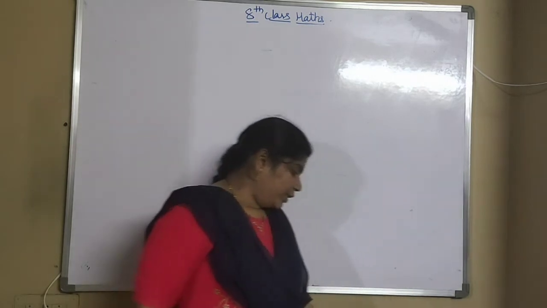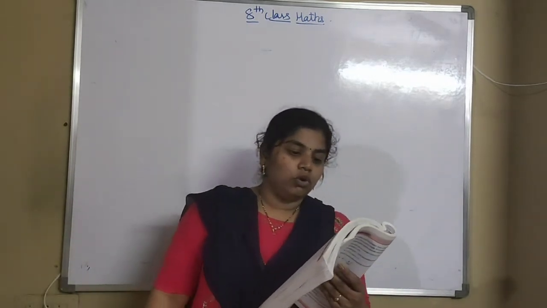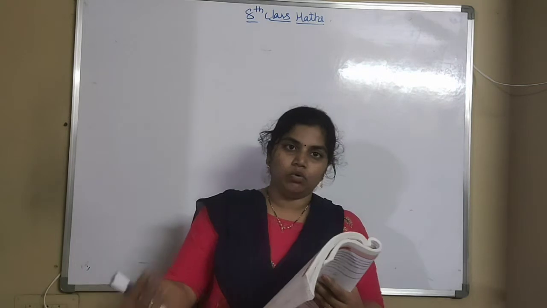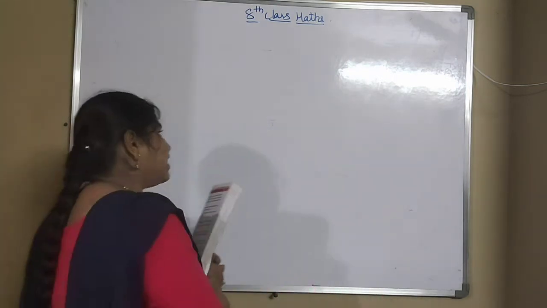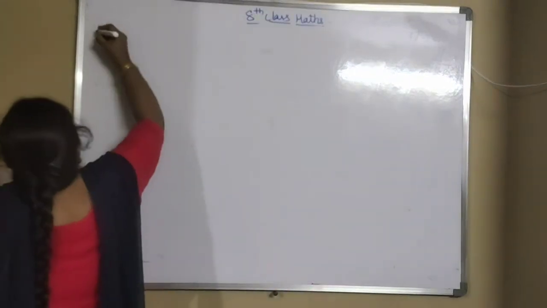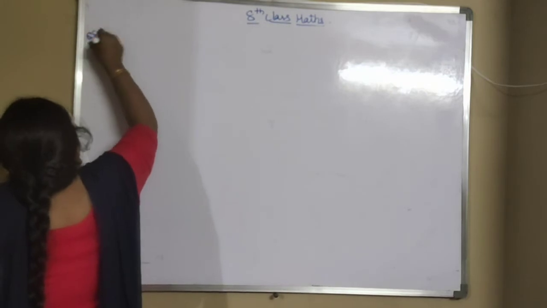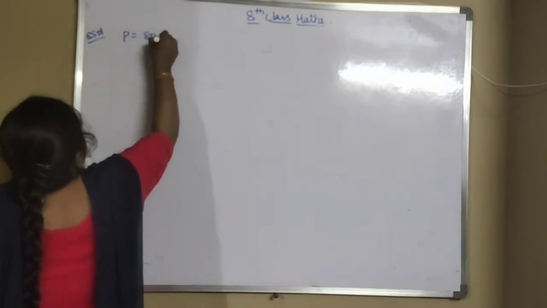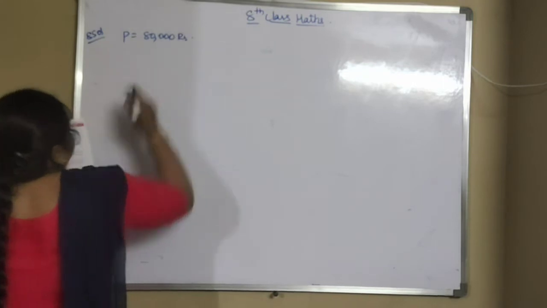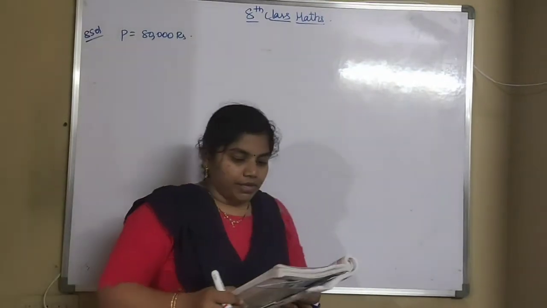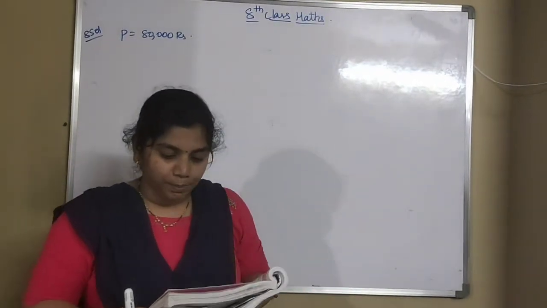Next one, what is the 8th question? Arif took a loan of 80,000 from a bank. He took a loan of 80,000. So this 80,000 will become the principal value. So 8th solution. Principal is 80,000 rupees.